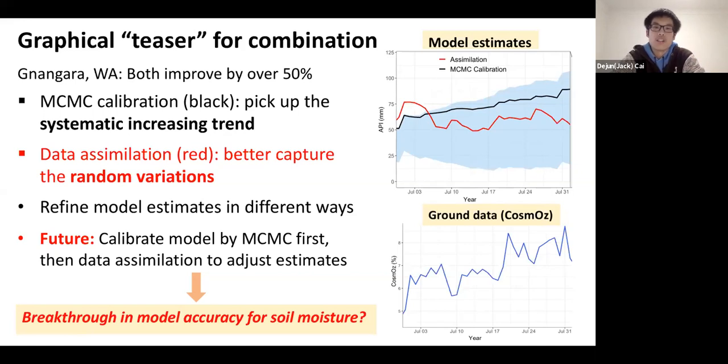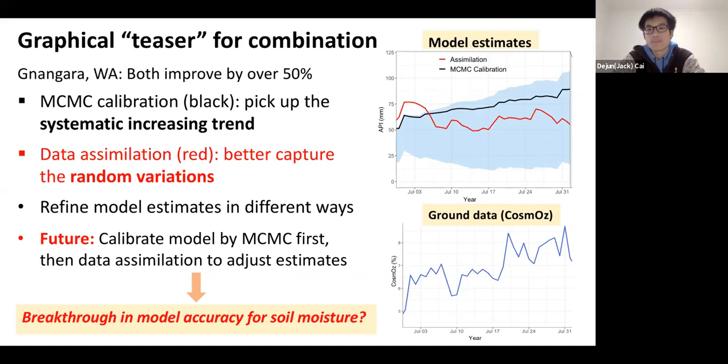So in the future, we may calibrate the model by the MCMC first, and then apply the data assimilation to further adjust the model estimate. This can probably complement the benefits of these two methods, and eventually push the boundary of the model accuracy for soil moisture estimation.